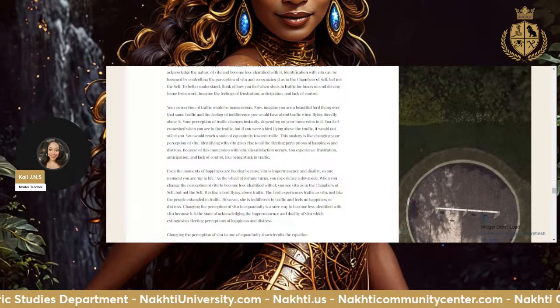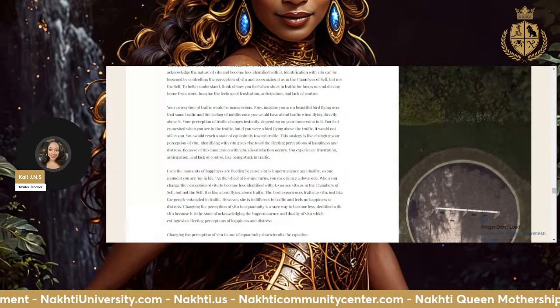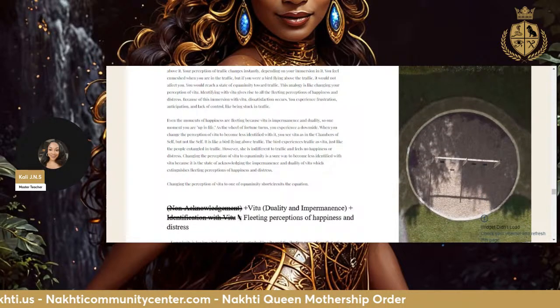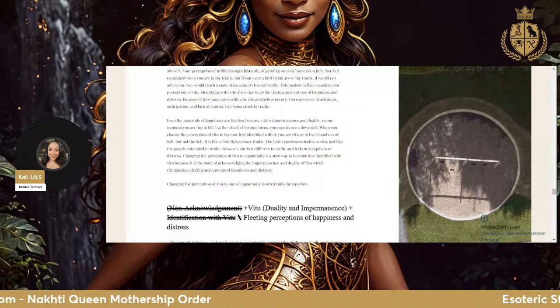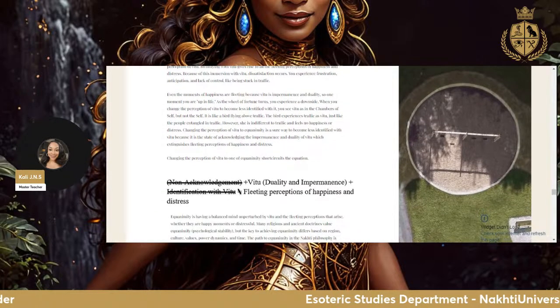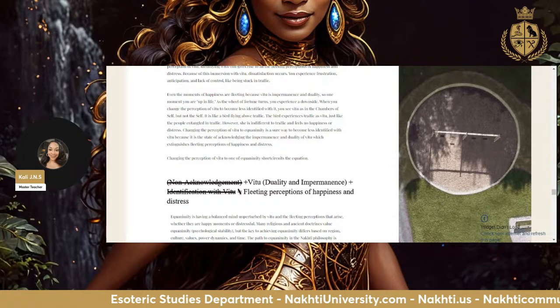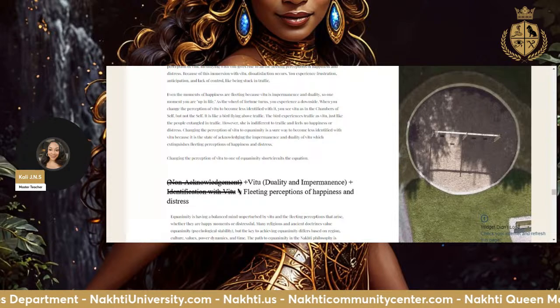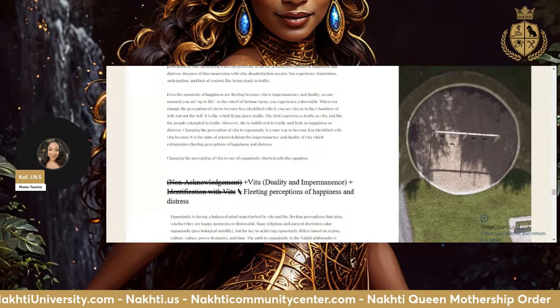So your dissatisfaction increases. You experience frustration, anticipation, lack of control, like being stuck in traffic. Even in the moments of happiness, they're still fleeting because guess what? Information is what? Impermanence and duality. So one moment you are up in life as the wheel of fortune turns, then you experience a downside. When your perception changes and you become less identified with it, you know that information has entered the self, but it is not the self.